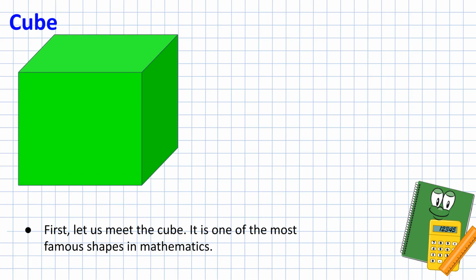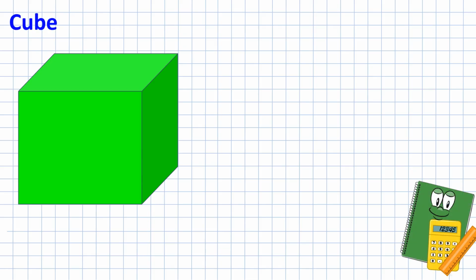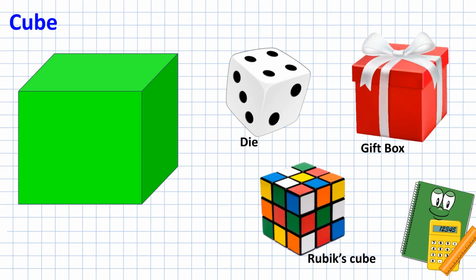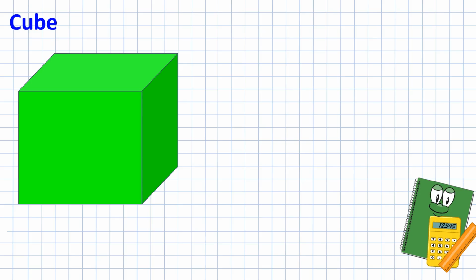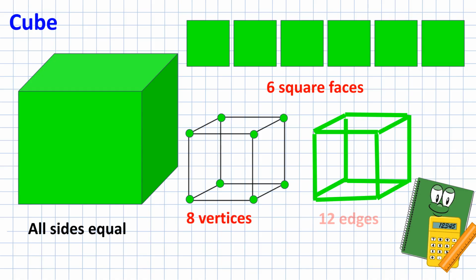First, let's look at the cube. It is one of the most famous shapes in mathematics. Cubes can be seen everywhere, in everyday objects, such as a die, a gift box, or a Rubik's Cube. A cube has all sides equal. It has 6 square faces, 8 vertices, and 12 edges.